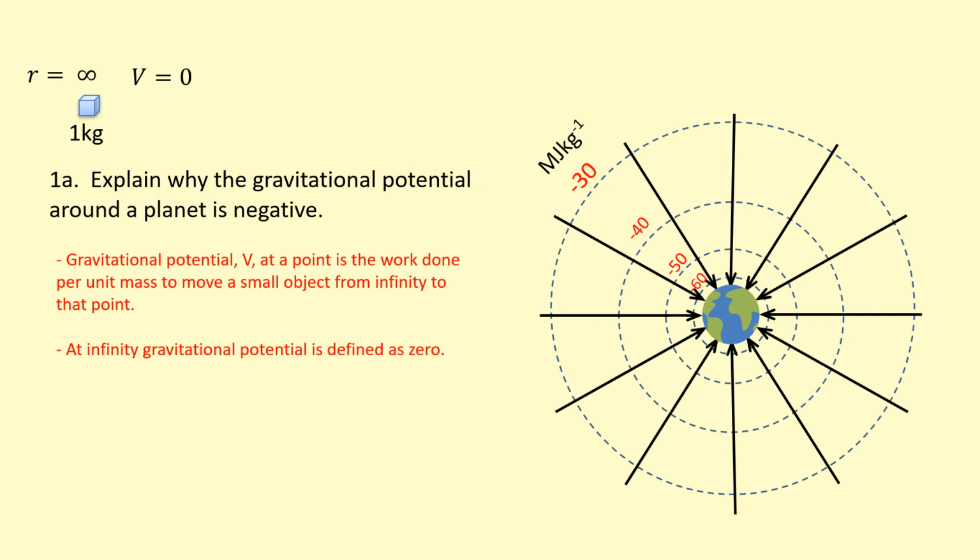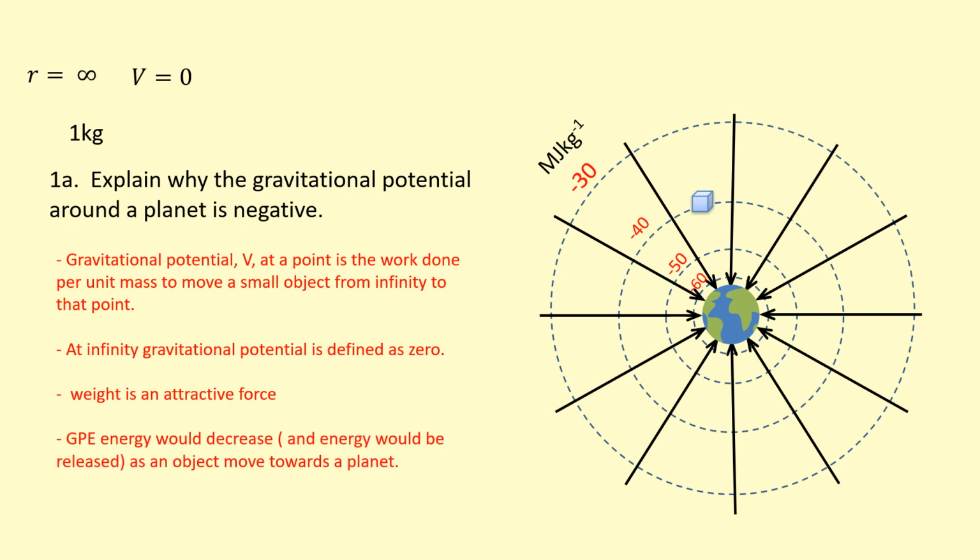The truth is, you wouldn't have to actually do any work because it's an attractive force. So actually, it'll just pull on its own. In that case, it wouldn't be that I need to do work to move it to that point. Instead, energy will be released. So the key understanding here is that weight is an attractive force, and I wouldn't have to do any work. Instead, energy would be released. So gravitational potential energy would decrease as it turns into, for example, kinetic energy.